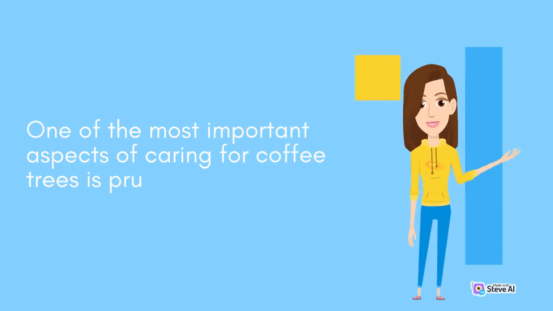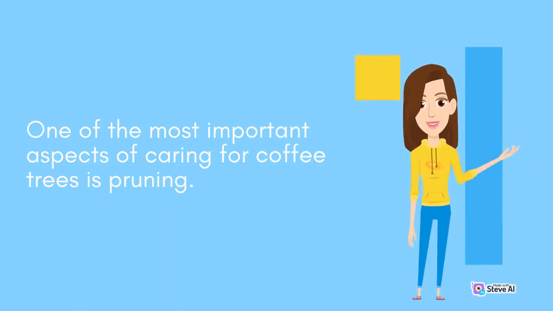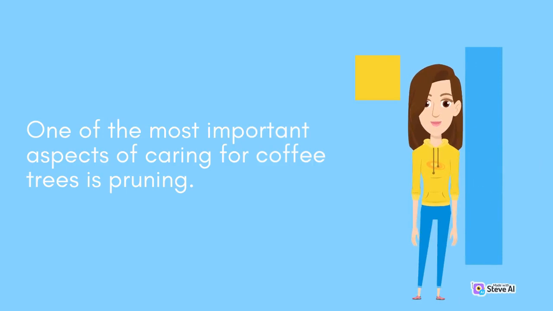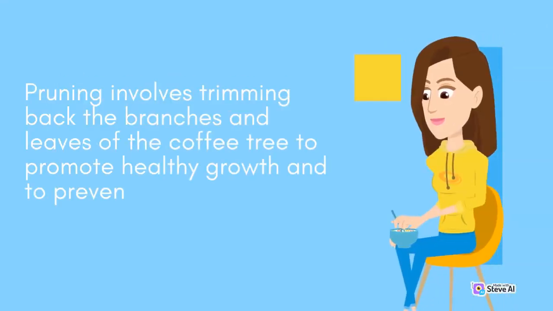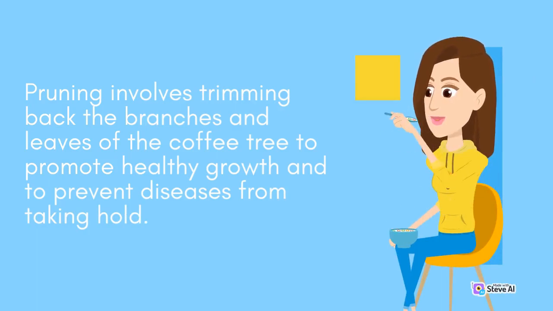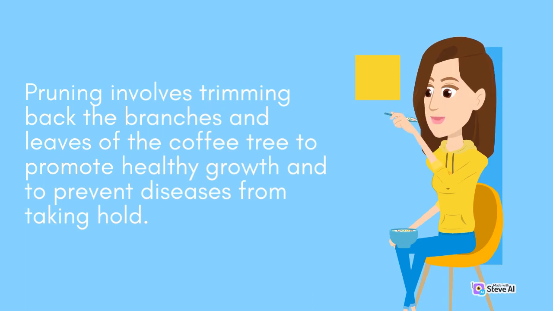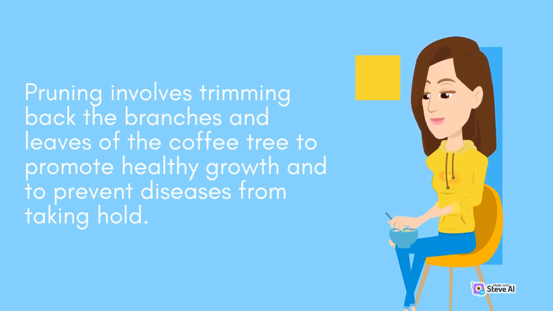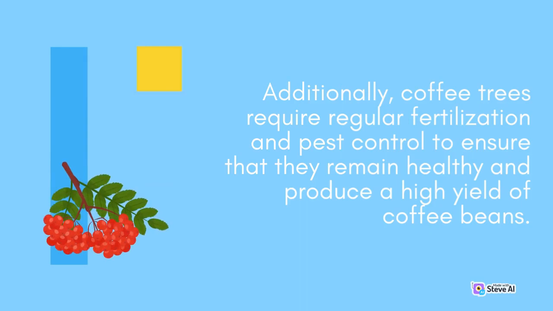One of the most important aspects of caring for coffee trees is pruning. Pruning involves trimming back the branches and leaves of the coffee tree to promote healthy growth and to prevent diseases from taking hold. Additionally, coffee trees require regular fertilization and pest control to ensure that they remain healthy and produce a high yield of coffee beans.